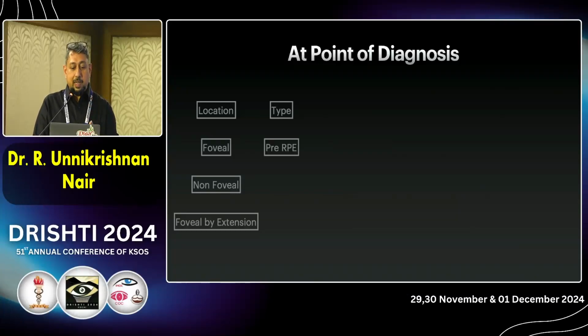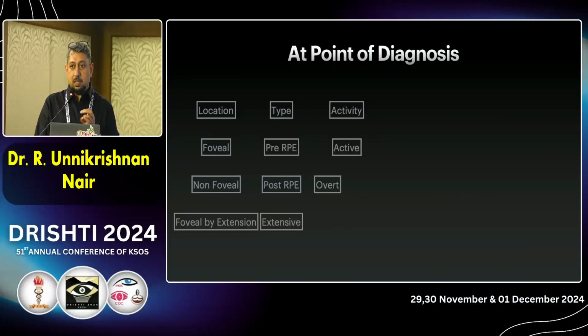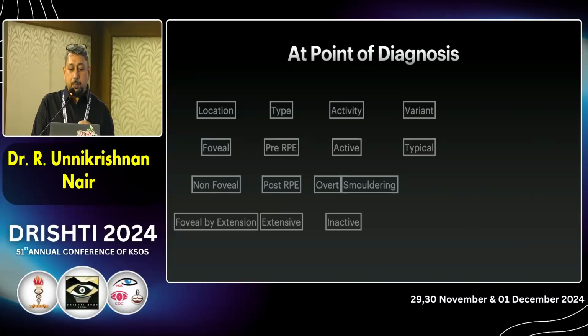vision in the future? The type: is it a pre-RPE lesion, a post-RPE lesion, or is it extensive and mixed? What is the activity? Is it highly active? Is it overt, just about to break into action? Is it a smoldering disease that you've treated multiple times? Or is it totally inactive? Is it a variant of the typical CSR? Is it typical AMD? Or is it a variant of AMD with polypoidal CNVMs and all these other conditions?